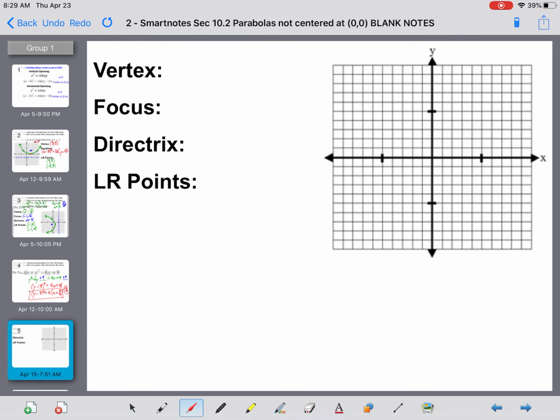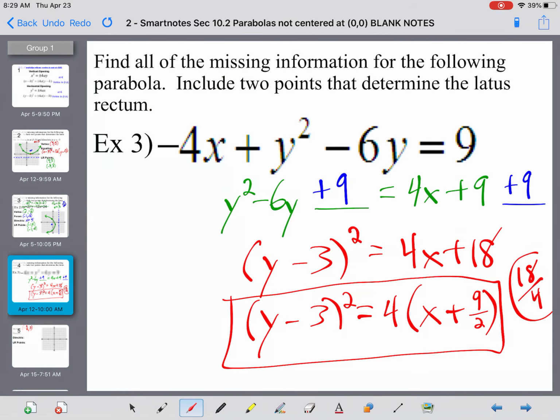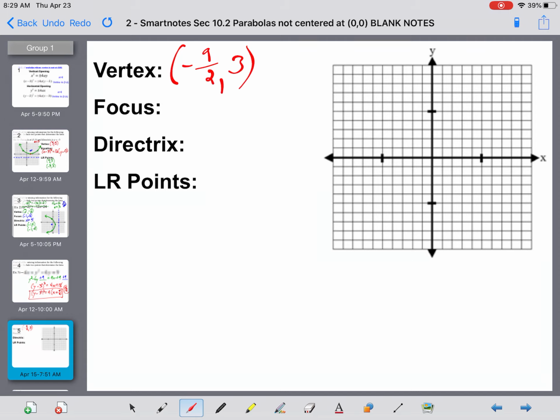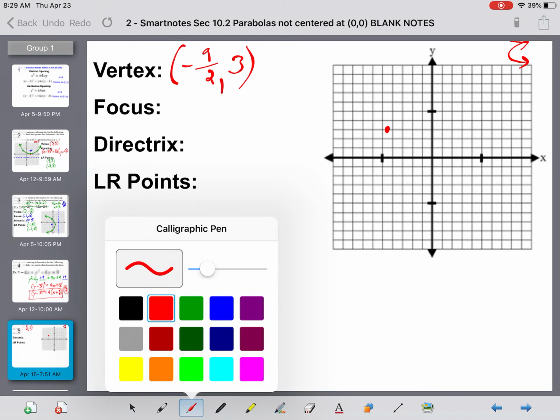Okay, so the vertex for this thing is -9 halves, comma 3, right? Straight from the equation. Be careful, the h value's over by the x, so that's kind of in a flipped order here. I think in your head that this thing is going to the right. It's a y squared equation, so it's a horizontal opening, and because it's positive, it's going to the right. Okay, so -4.5 and 3. There's my vertex right there.